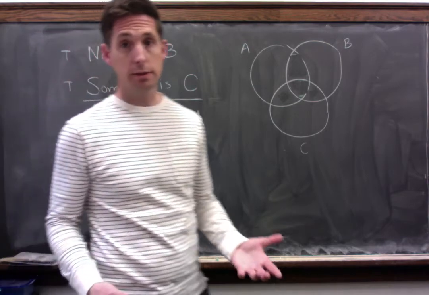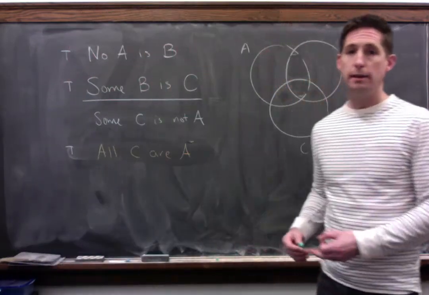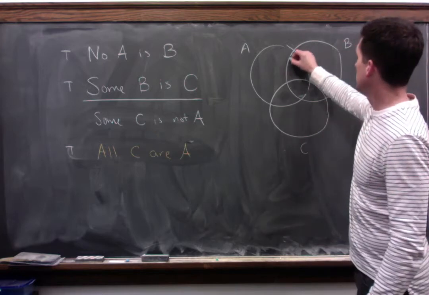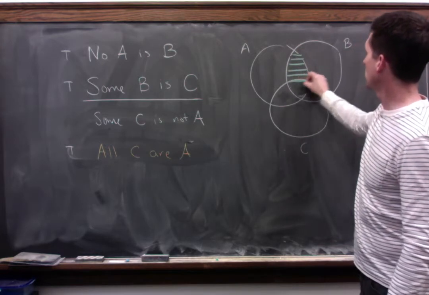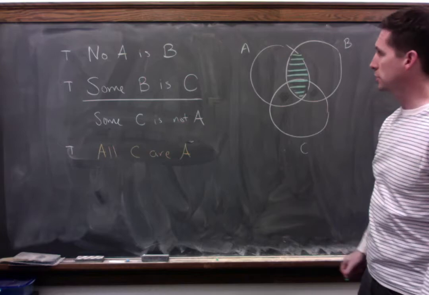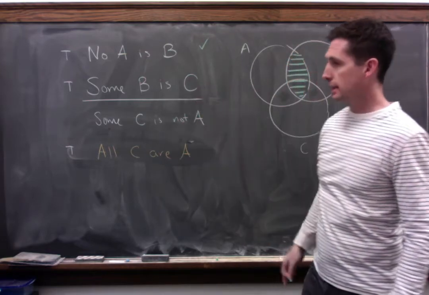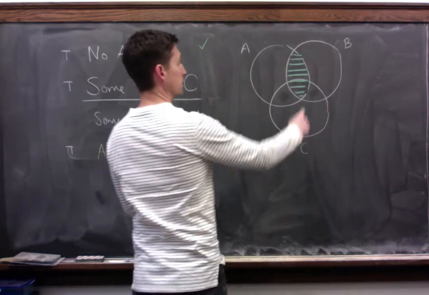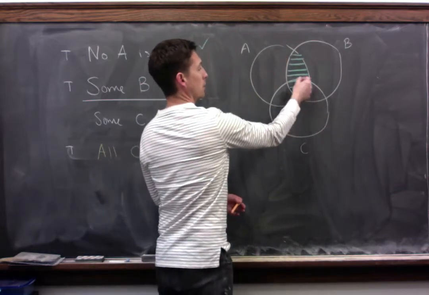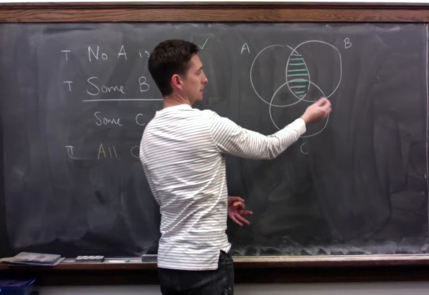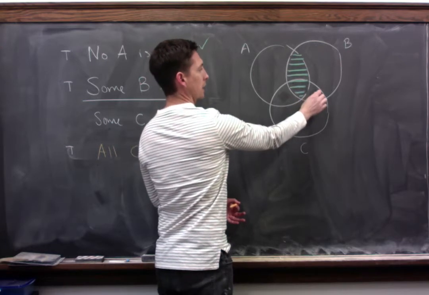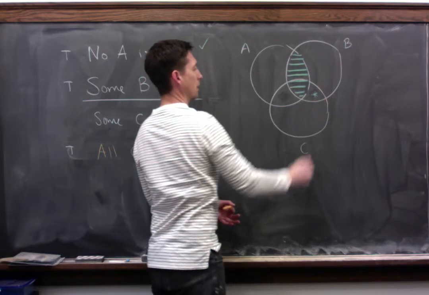The first two should be easy because, just like the last one, no A is B is to shade this region. There's no overlap. There's nothing in the overlap between A and B. So that middle region gets shaded off. The next premise, some B is C, that's just as before too. If some B is C, there's got to be something in this football-shaped region between B and C. It can't be there, but there is room there, so we can put an asterisk right there.